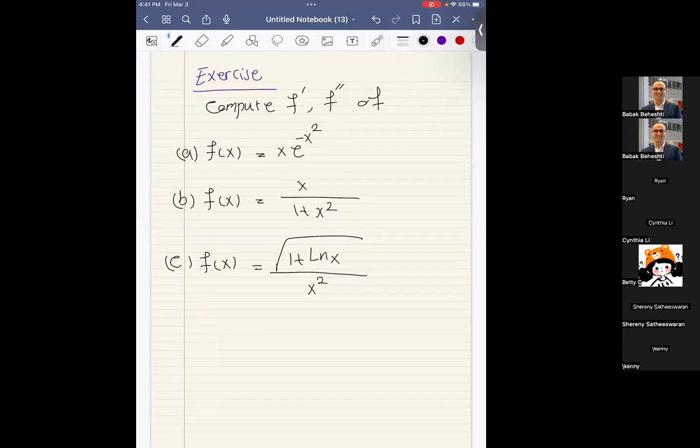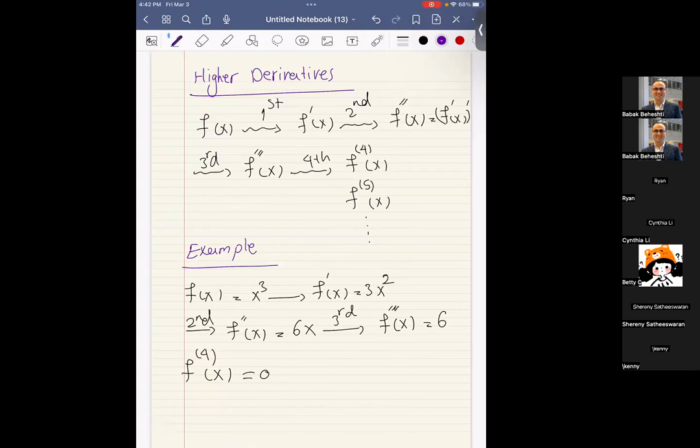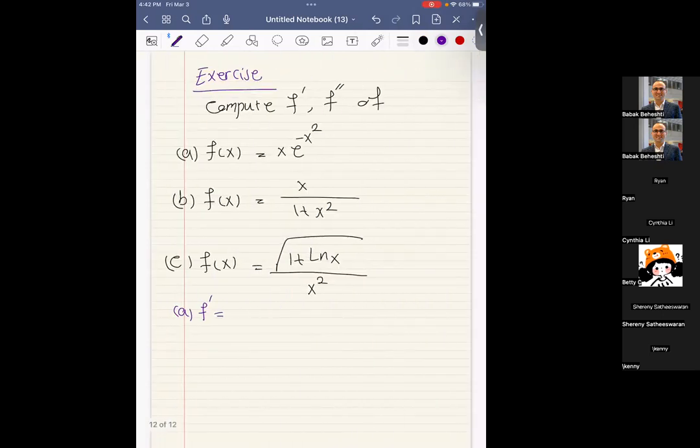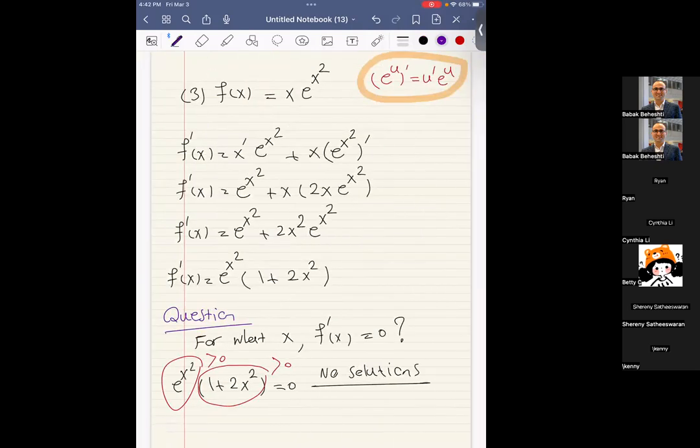How about you, Sherny? For A, A. Yeah. We discussed something very similar here. I mean, this one, not this one. Where was it? Here. Do you remember?